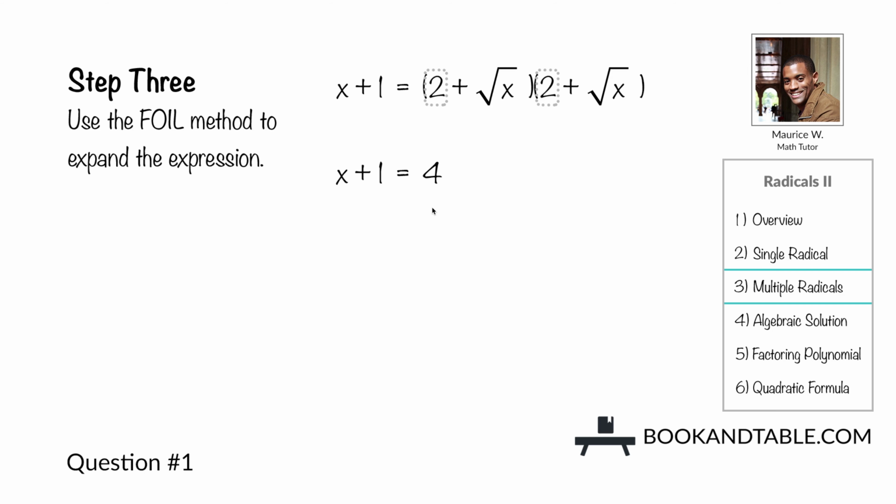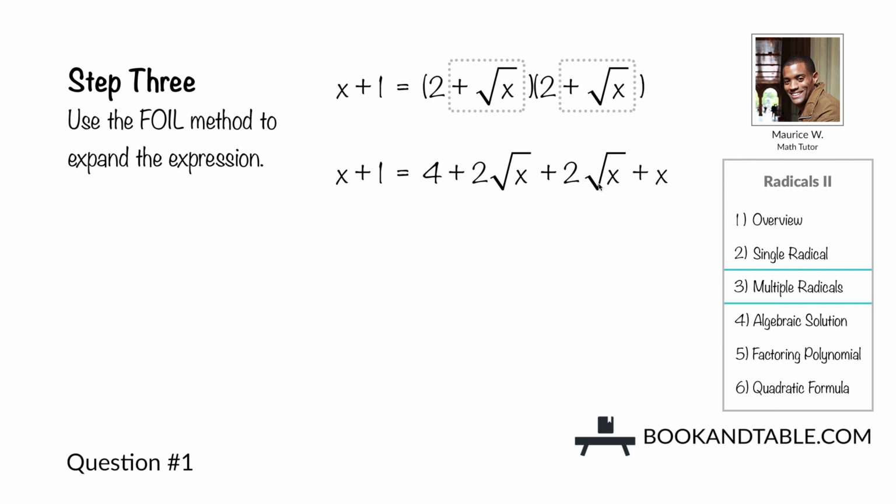So once we start to expand the expression, we start with 2 times 2, which would leave us with 4. Then we do 2 times radical x, which gives you 2 radical x. Radical x times 2 gives you 2 radical x. And radical x times radical x leaves you with x.